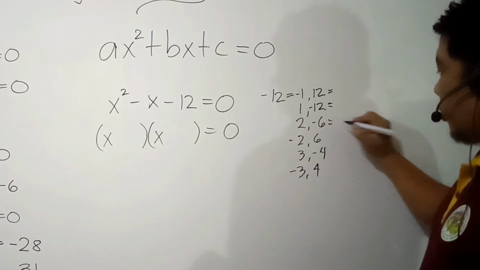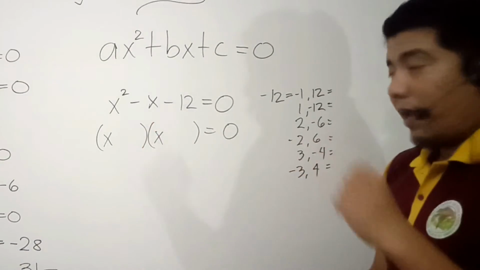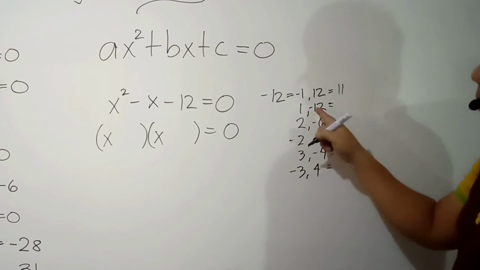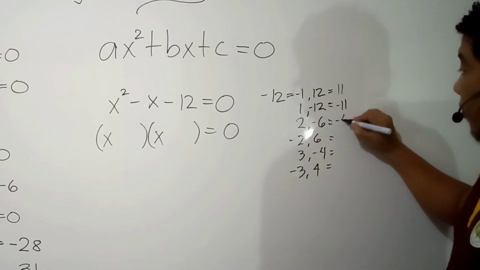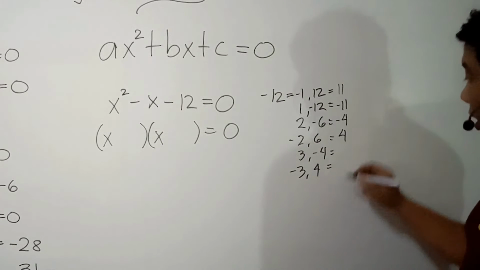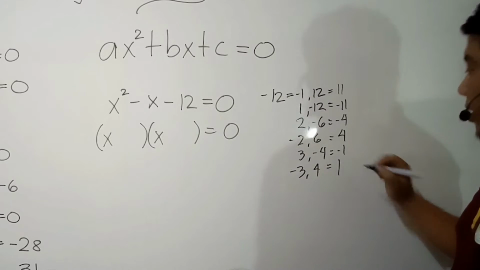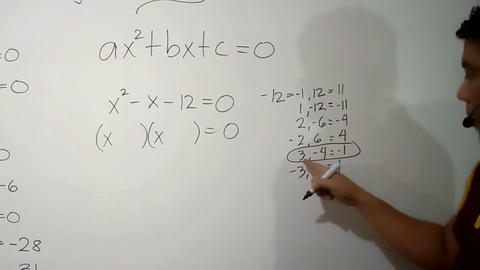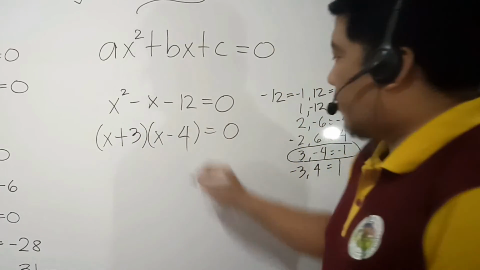Now what we need to do is to add the factors, and if we arrive to this middle term, then that factors will be used. Okay, negative 1 plus 12, that is positive 11. 1 plus negative 12, that is negative 11. 2 plus negative 6, that is negative 4. Negative 2 plus 6, that is positive 4. 3 plus negative 4 is negative 1. Negative 3 plus 4 is positive 1. Therefore, negative 1, so this is our pair. So we need to use positive 3 and negative 4. So we have positive 3 or plus 3 and minus 4.